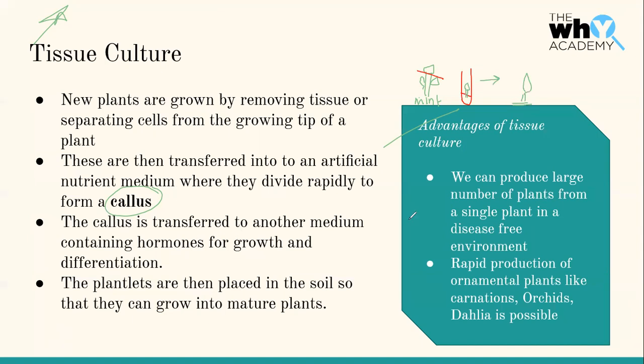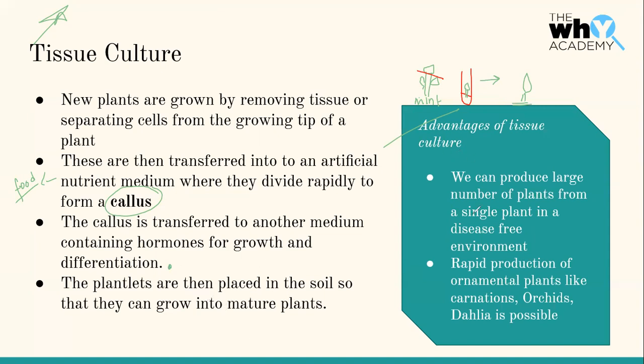Okay, right. So this is how it works. Basically, nutrient medium is, you can consider it as food, right? And you give it hormones for growth and differentiation, right? Because you're controlling the environment, you provide whatever the plant needs for proper growth.